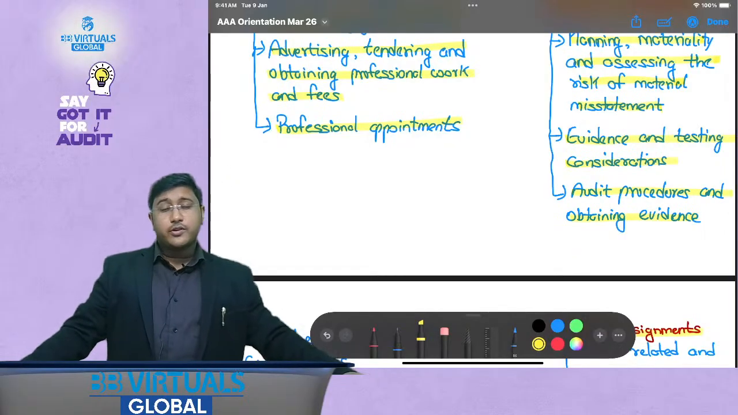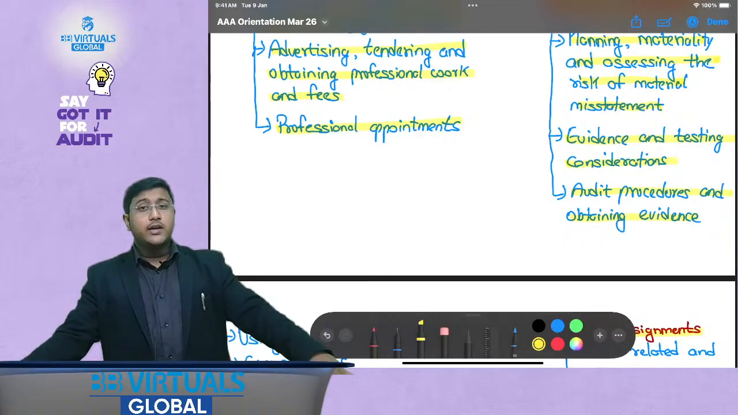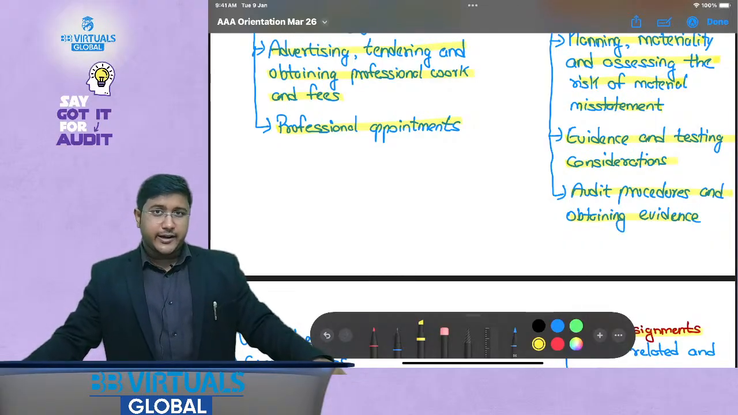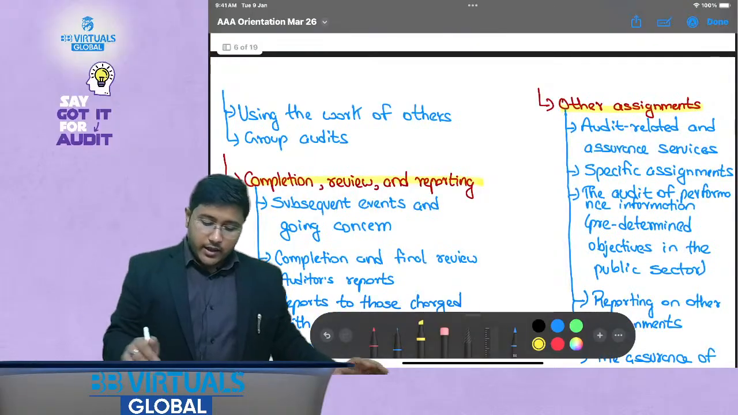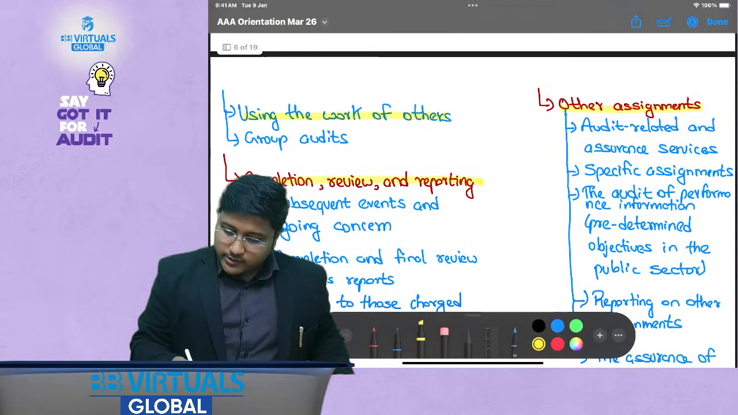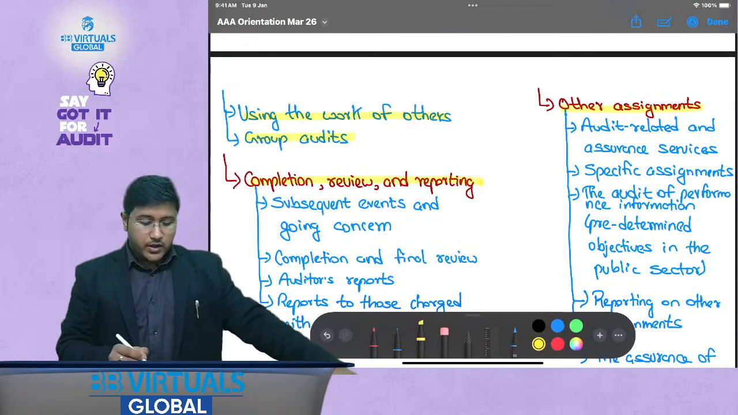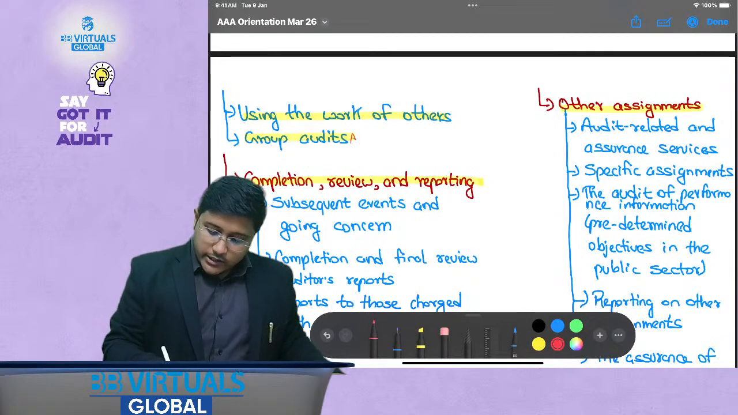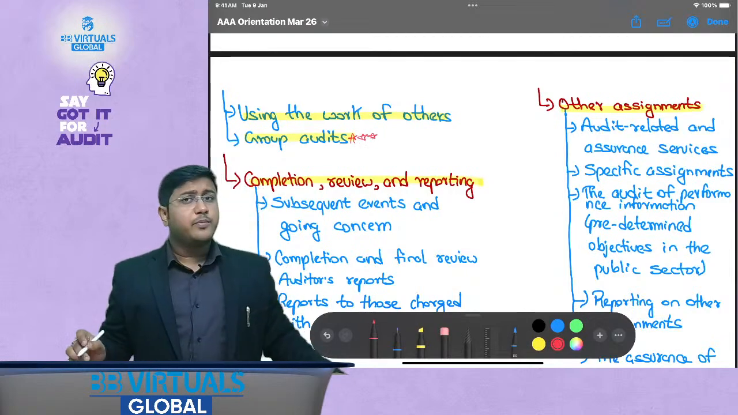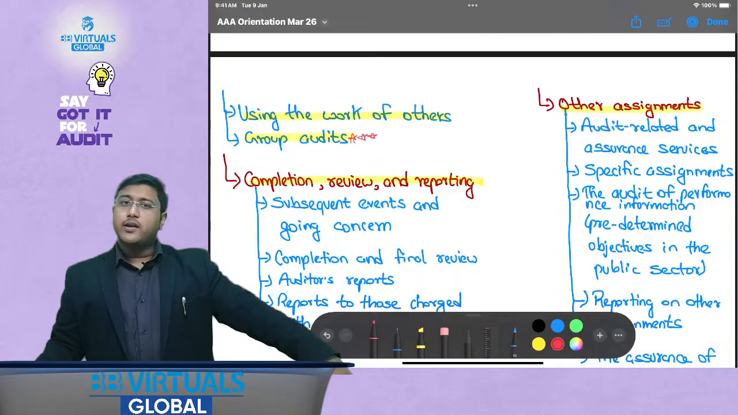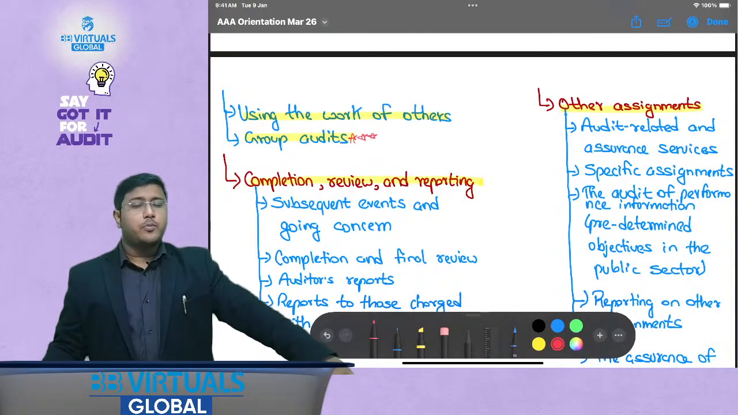Here we are going to discuss assertion based testing, that is how you test different items against certain criteria. And we are also going to discuss using the work of others and group audits over there. This chapter is going to be a little new, which you might not have the base for from AA, but this will require a lot of knowledge from your SBR syllabus.